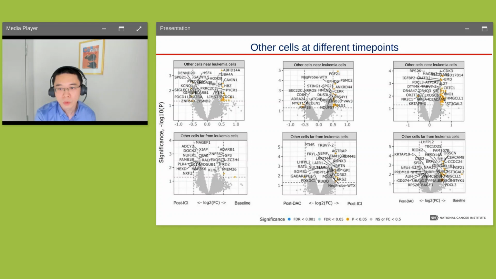And when you compare at other time points, you see far fewer genes, which here is also the case. This might be caused by the fact that the other cells contain different cell compartments.